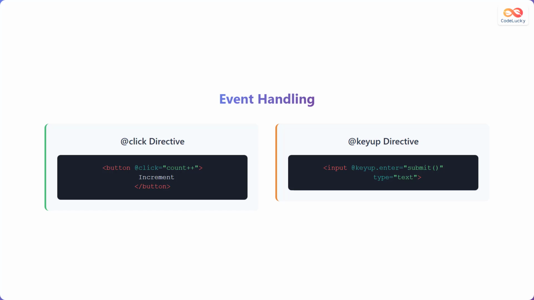Event handling in Alpine.js is straightforward and powerful. The @click directive handles click events on buttons and other interactive elements. You can write inline JavaScript expressions like count++ to increment a counter. For keyboard events, use @keyup with modifiers. The @keyup.enter directive specifically listens for the enter key press, making it perfect for form submissions. Alpine.js supports all standard DOM events with this simple syntax.